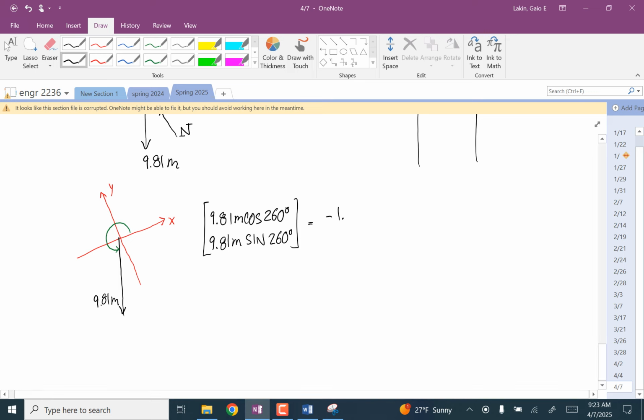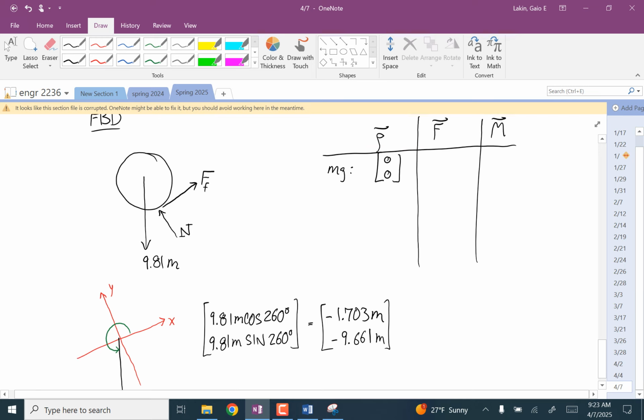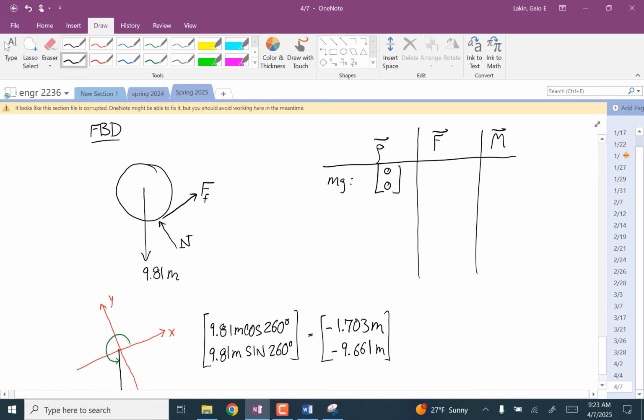So that's negative 1.703 m and negative 9.661 m. So that's the force, negative 1.703 m, negative 9.661 m. Cross product is 0.